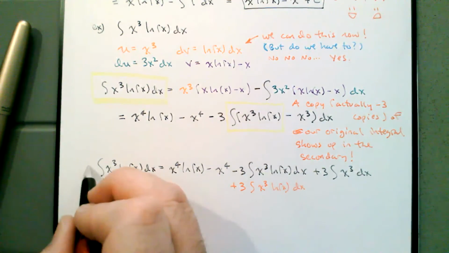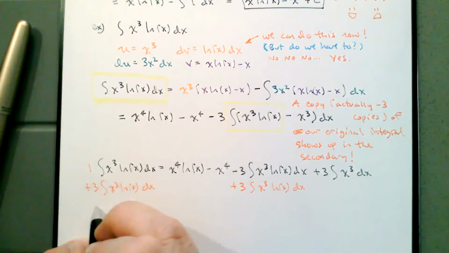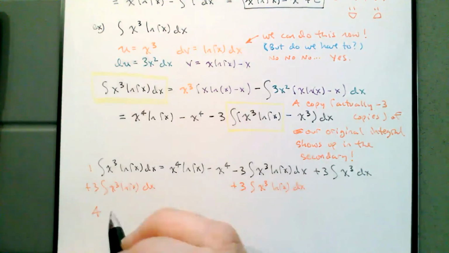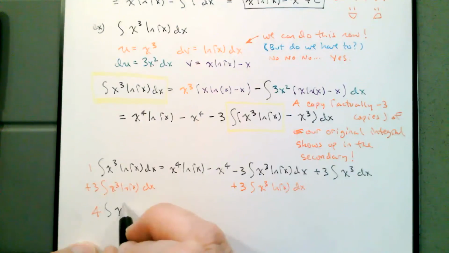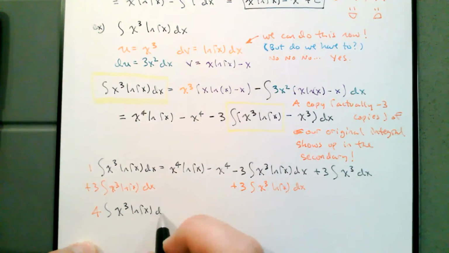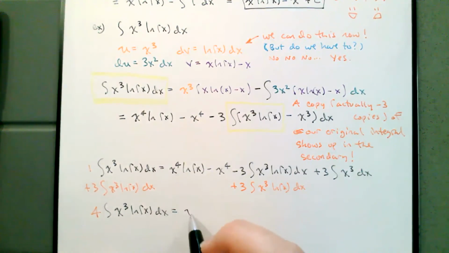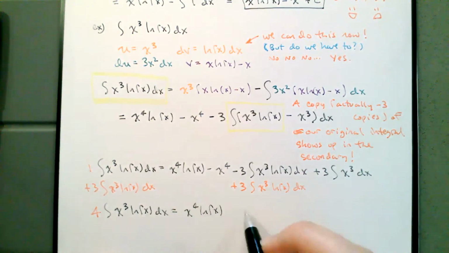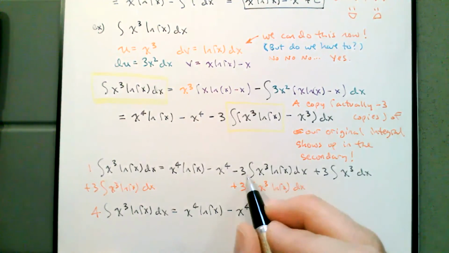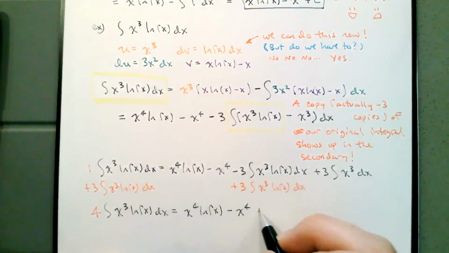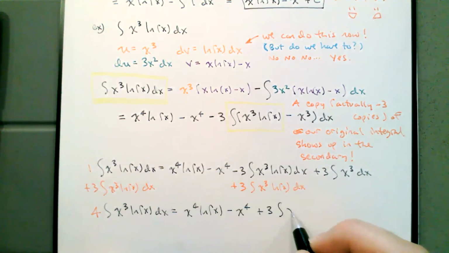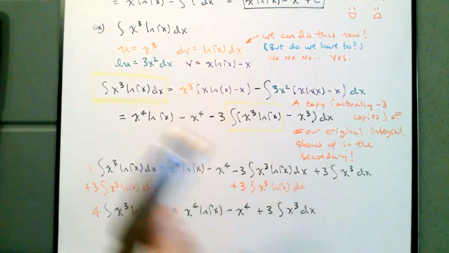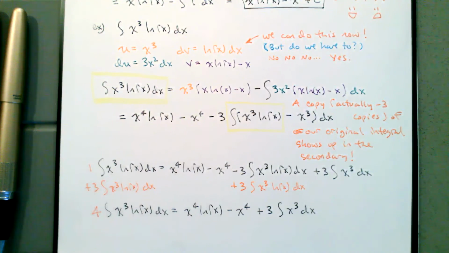And that means over on the left, I now have just 4 copies of the original integral that I'm looking for. I still have an x to the fourth natural log of x minus an x to the fourth. This has been moved to the other side, and the last integral is now just a +3 integrals of x cubed dx. Now I just need to do my secondary integral.